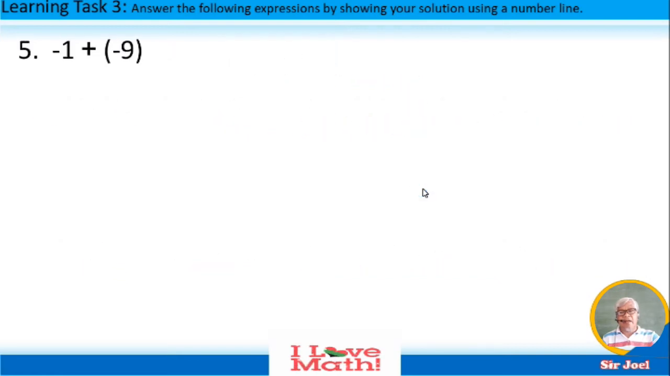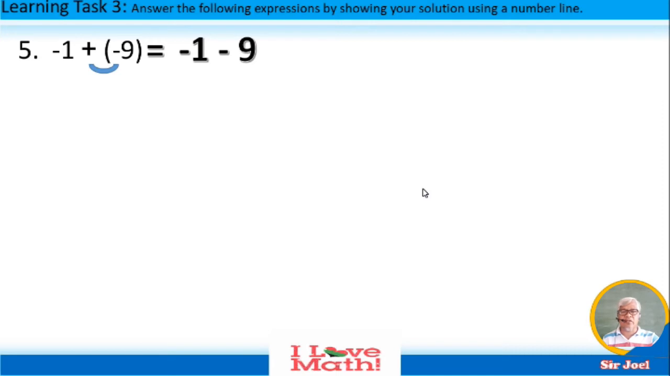Problem number 5, negative 1 plus negative 9. Look at the given. Mayroon ulit tayong magkasunod na signs. Plus, negative 9. Positive, negative. Again, magkaiba. Pag pinag-isa, magiging negative dahil magkaiba. So, tingnan natin. It is now negative 1 minus 9. At muli, kapag tinanong ka ng negative 1 plus negative 9, it is the same as negative 1 minus 9.